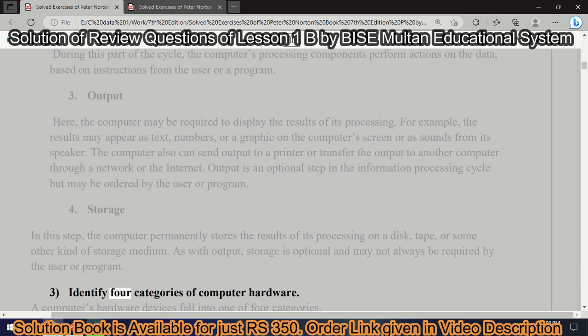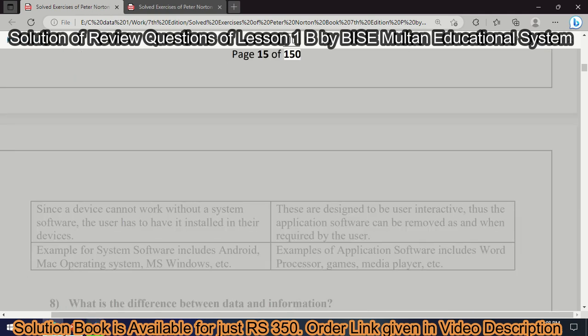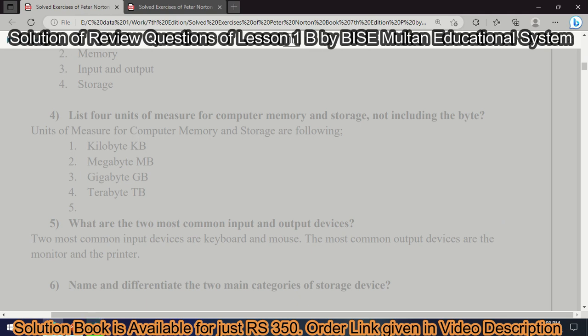3. Identify four categories of computer hardware. A computer's hardware devices fall into one of four categories: 1. Processor, 2. Memory, 3. Input and output, 4. Storage.